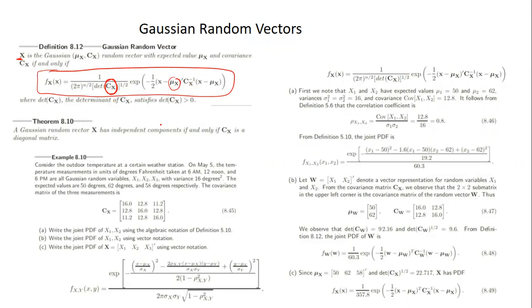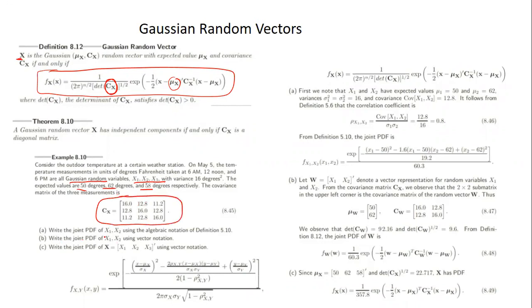And here we get an example. We are given temperature at a certain weather station on a specific day. All are given in units of degrees Fahrenheit, taken at 3 times in a day, and they are found to be Gaussian. So Gaussian random variables x1, x2, x3 with variances of 60 degrees Fahrenheit, of course. The expected values are given, and the covariance matrix of the three measurements is also given.